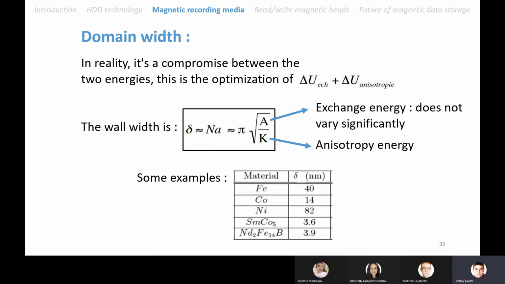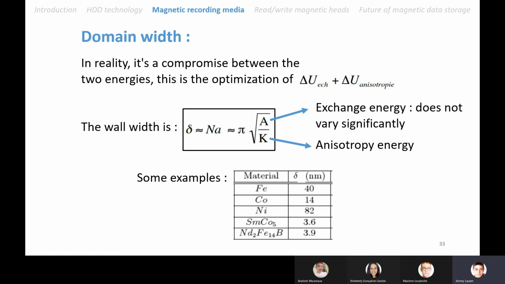Finally, there is a competition between anisotropy energy and exchange energy. In real life, the domain width is determined by a compromise between those two energies that allows to minimize the sum of both of them. The wall width can be defined by the following formula where the two energies are involved.